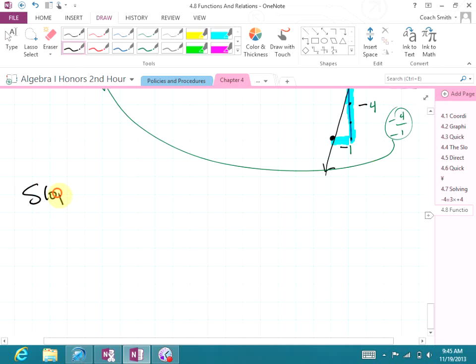Finding the slope. Find the slope of f of 2 equal -3 and f of -2 equal 5.